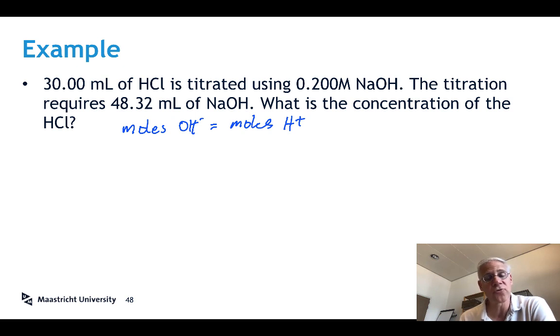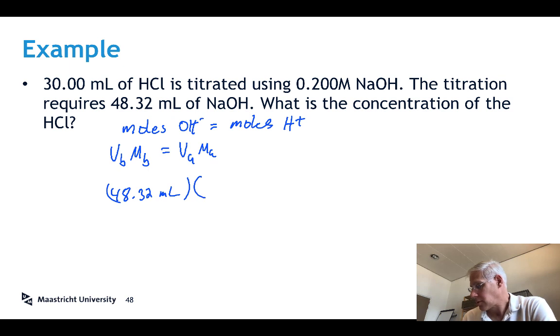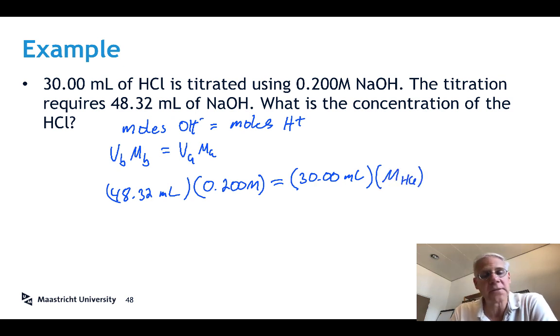And as we saw earlier with the dilution method, we know that moles are equal to volume times the molarity. So the volume of my base times the molarity of my base must equal the volume of my acid times the molarity of my acid. And so the volume of the base was 42.32 milliliters, and the concentration of the base was 0.200 molar. So that's got to be equal to my acid. So the volume of the acid was 30.00 milliliters. And what I don't know is the molarity of my HCl.